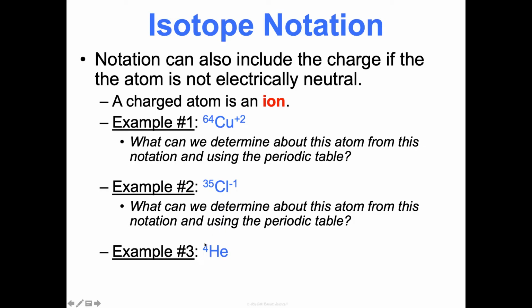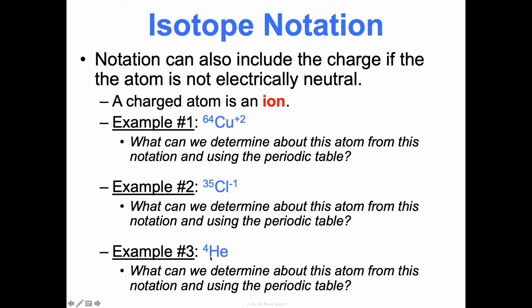Okay, one more. Let's look at helium. Now, looking at this, let's do the same process with the periodic table. If we look helium up on the periodic table, it has an atomic number of 2, which tells us that it has 2 protons. This 4 tells us the mass number. And so I can take 4 minus 2 to determine that this atom of helium will have 2 neutrons.